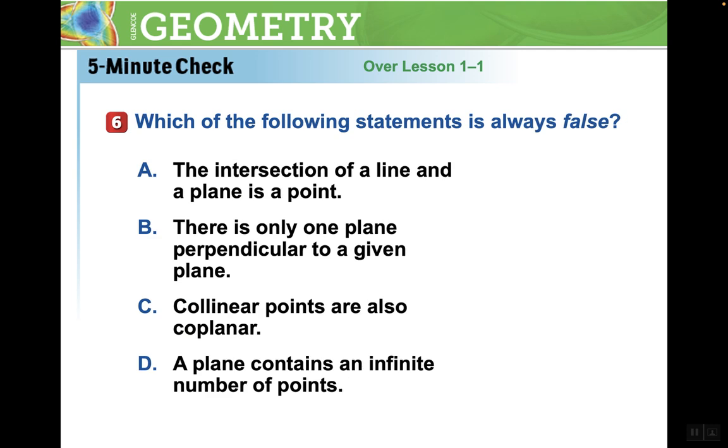It says, which of the following statements is always false? Now, this is a common question that you'll come across in geometry, and you've got to reason and logic all this out. But I just wanted you to read through these and see if you could figure out which makes the most sense, that it would always be false. The answer that is always false is there's only one plane perpendicular to a given plane.